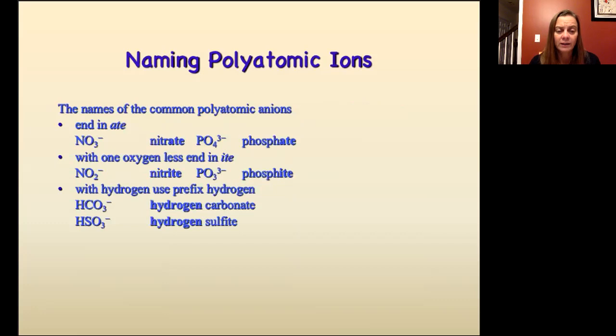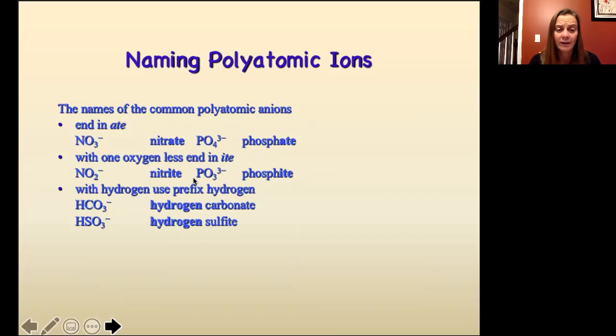If they have one less oxygen than the -ate ending, they have an -ite ending. So you notice that nitrate has 3 oxygens and nitrite has only 2, but not all -ates have 3, because you notice that phosphate has 4 oxygens, but the phosphite only has 3. So no matter how many the -ate form has, the -ite always has one less than that.